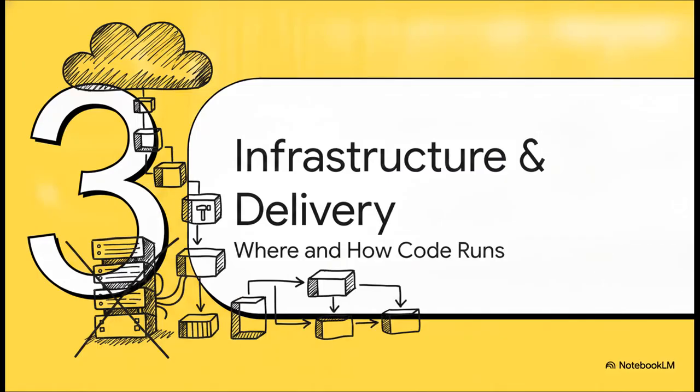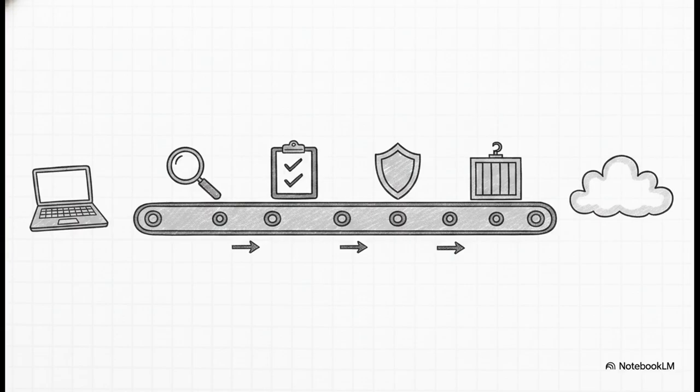All right, Section 3, Infrastructure and Delivery. This is all about where and how our code actually runs. Today, we generally don't manually configure servers. We define our cloud environments entirely through code, using tools like Terraform. And to get our app onto that infrastructure, we rely on the CI/CD pipeline.